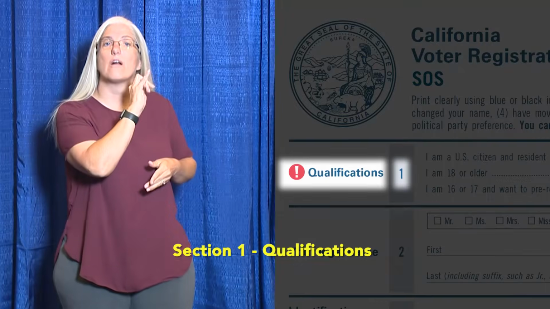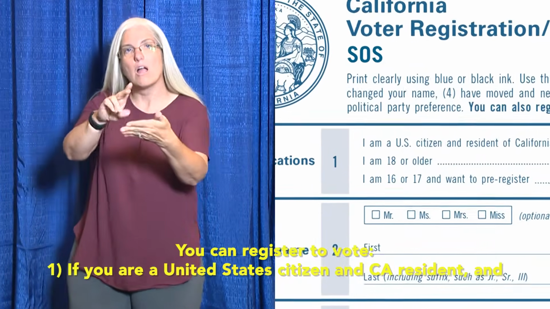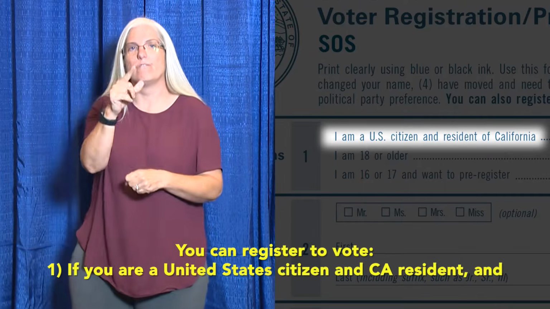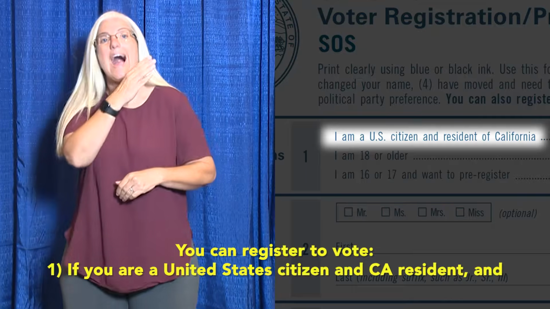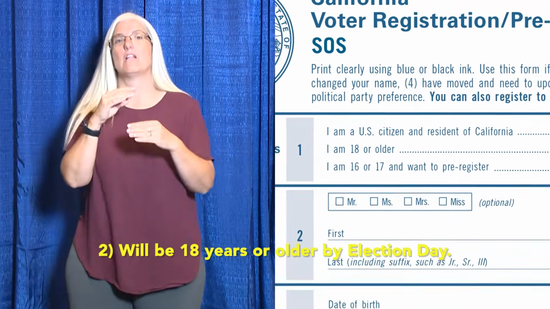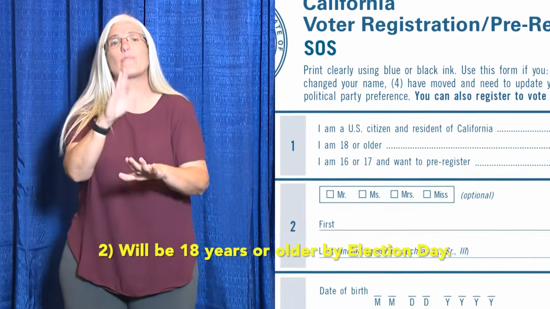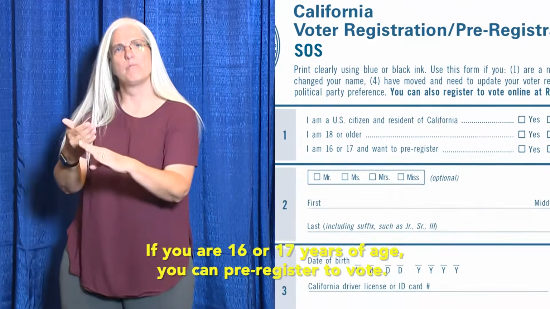Section 1. Qualifications. You can register to vote if 1. you are a United States citizen and a California resident, and 2. will be 18 years or older by Election Day. If you are 16 or 17 years of age, you can pre-register to vote.